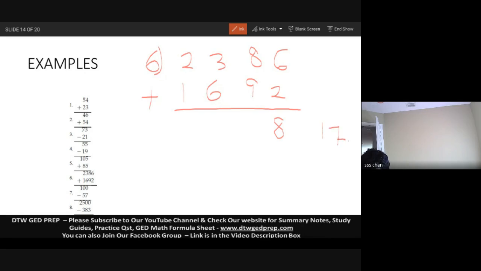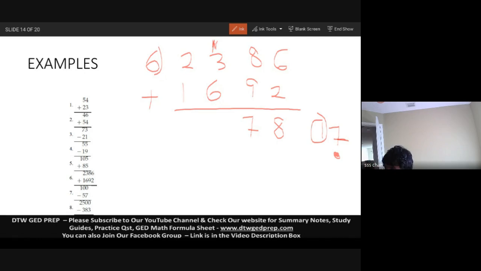But of course, you can't write 17. You have to write the digit in the ones position and take over 1. So we write 7 and take 1 to the other side. So we regroup, and we add the 1 here.